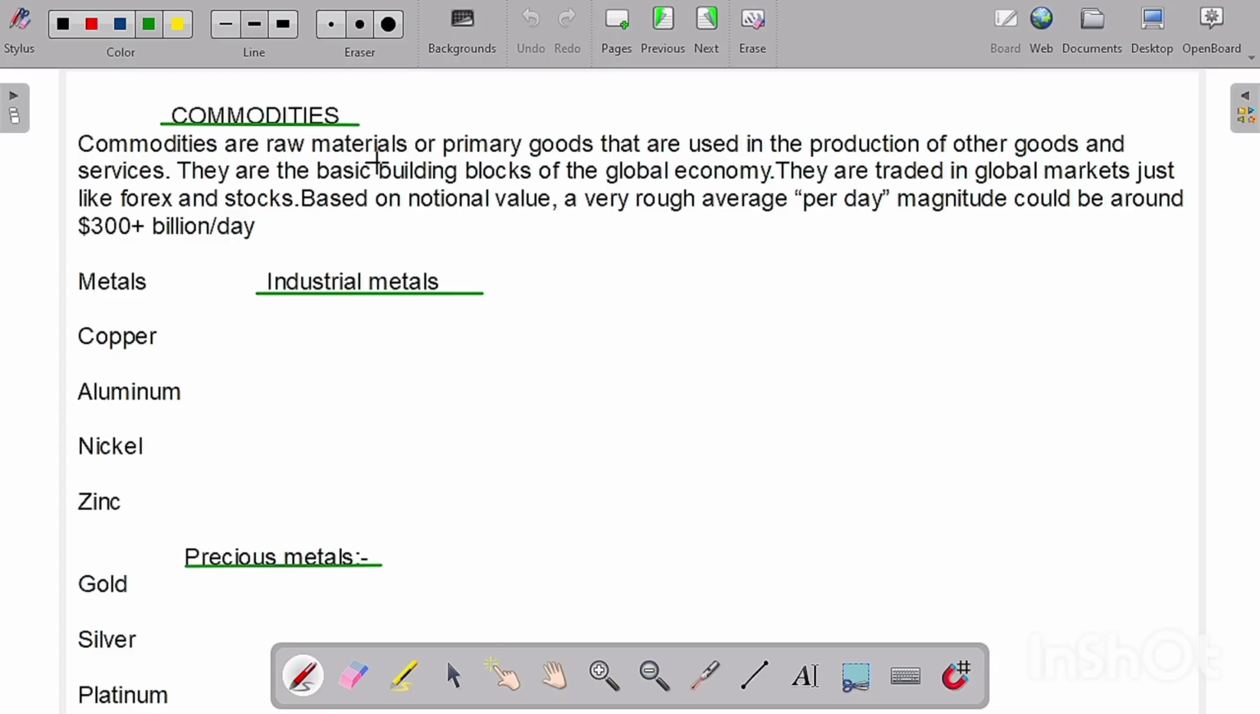Commodities are raw materials or primary goods that are used in the production of other goods and services. They are the basic building block of the global economy. They are traded in the global market just like forex and stocks. Based on notional value, a very rough average per day could be around 300 billion plus a day.